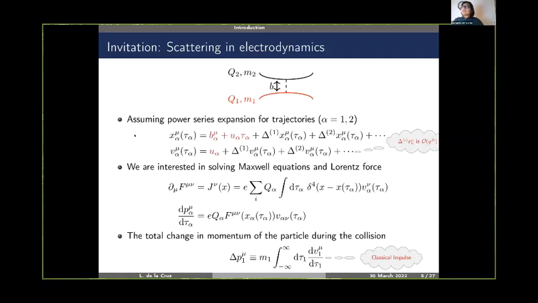Good. So now I'm going to make an assumption. I'm going to assume that I can do a power series expansion of these trajectories in powers of the coupling, which in this case is just the electric charge. And I assume that at leading order, both particles just follow straight-line trajectories. Whereas the first correction is just a deviation of this straight-line trajectory.